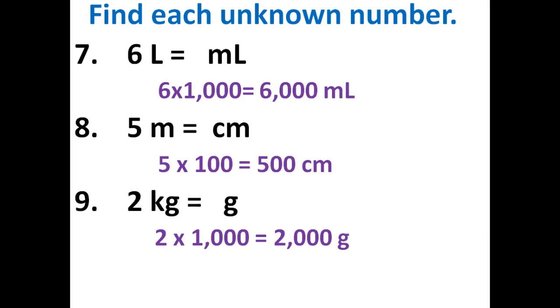In number 9, 2 kg is equal to dash gram. 2 kilogram is equal to dash gram. We know that 1 kilogram is equal to 1000 gram. 1 kilogram is equal to 1000 gram. 2 kilogram is equal to 2 multiplied by 1000 is 2000 gram, right?